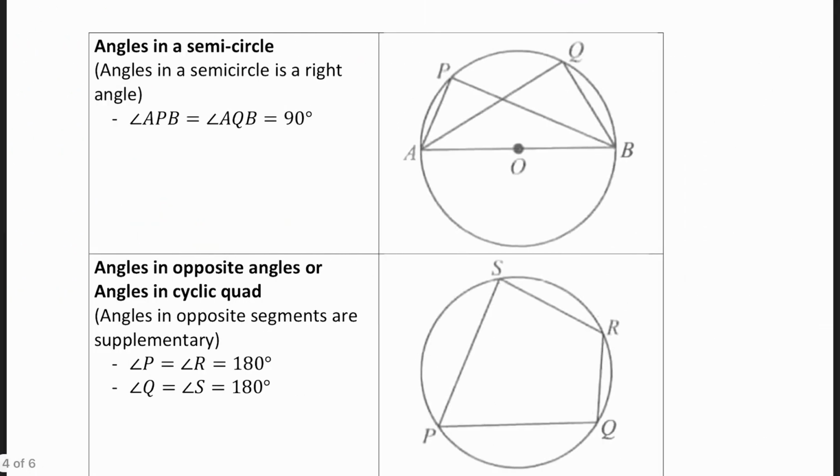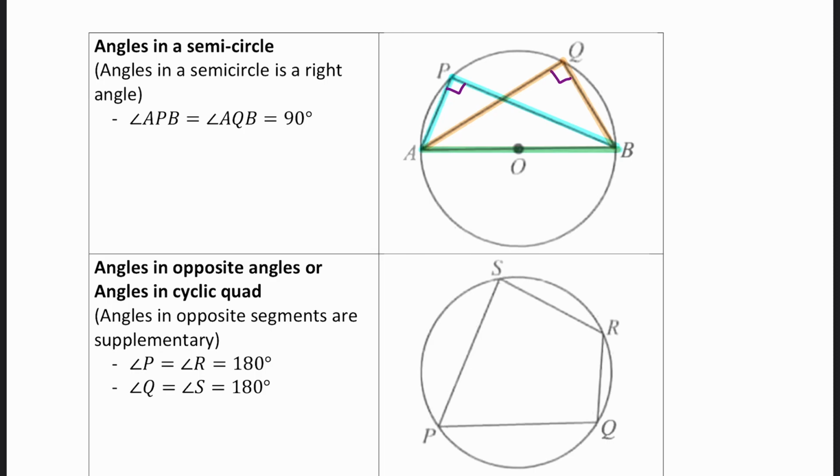The next property is angle in a semicircle. Number 1, you have to identify the diameter, and when you extend this diameter up to the circle, this will be 90 degrees. Then you can see that there's another triangle inside the circle. This will also be 90 degrees.